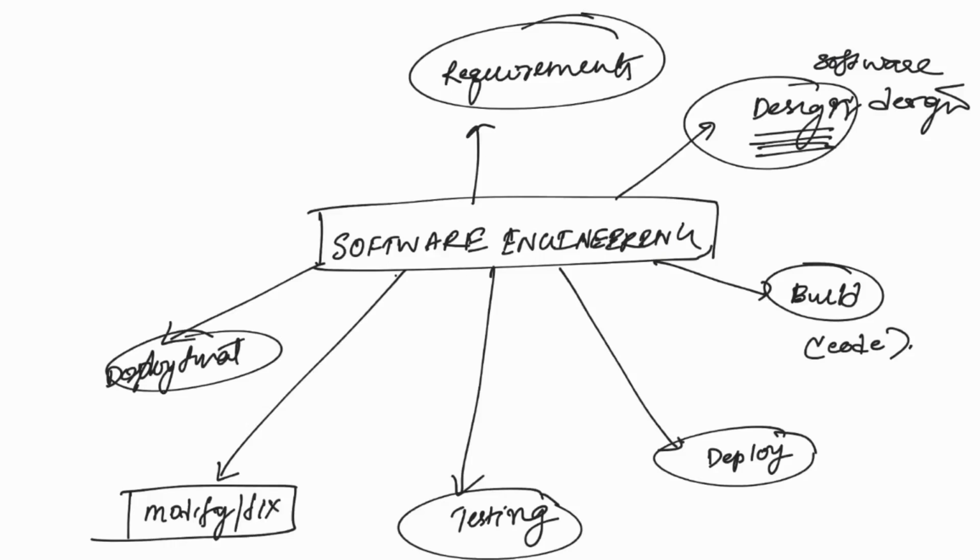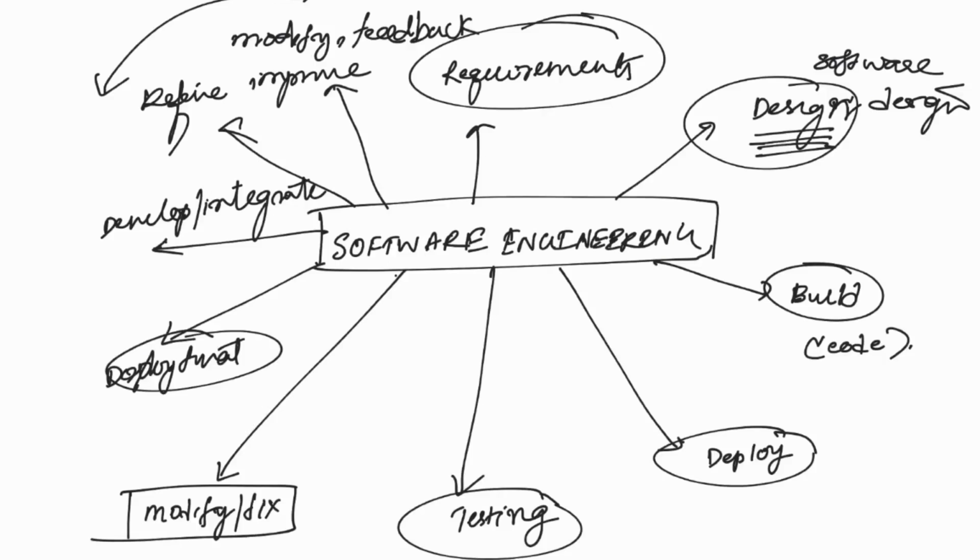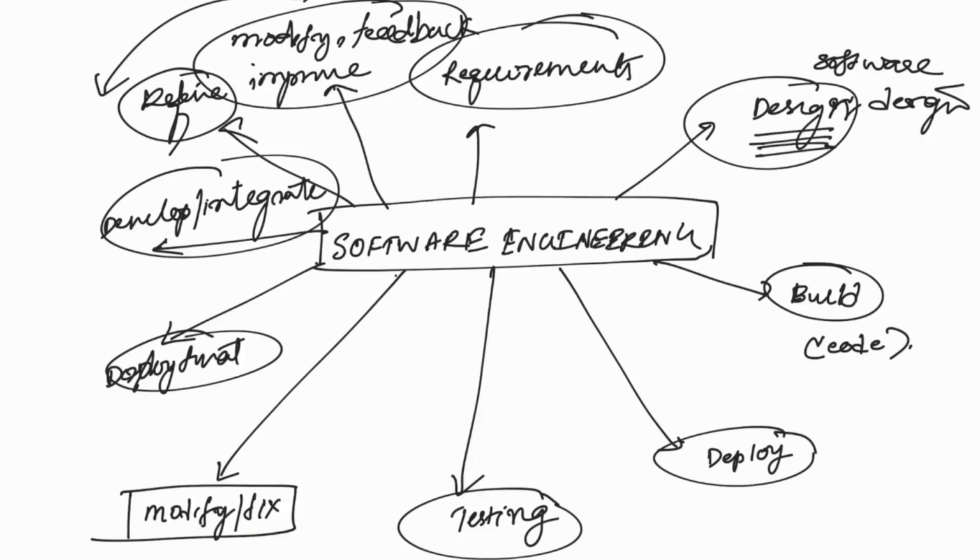But what happens and what comes over here to this model? This is where we develop and integrate. Refine. Modify and improve. Modify, feedback, and improve. So we develop and integrate the software processes, we refine them based on the customer feedback and modify them, and then the whole cycle starts once again. So this is actually the basic software engineering model.